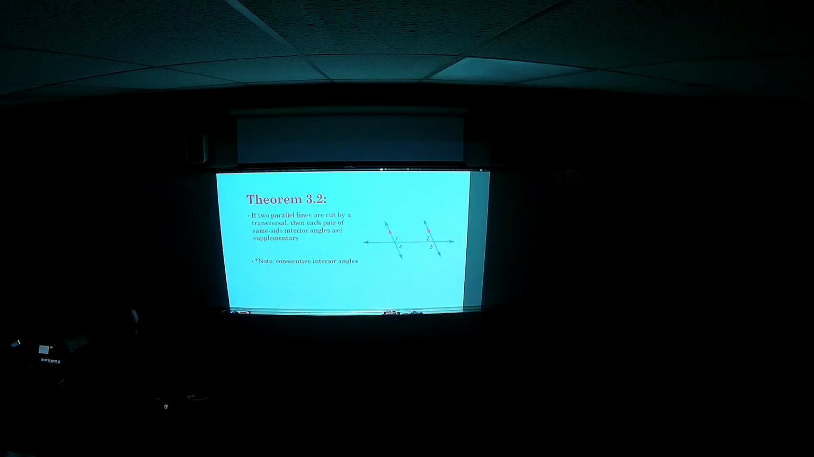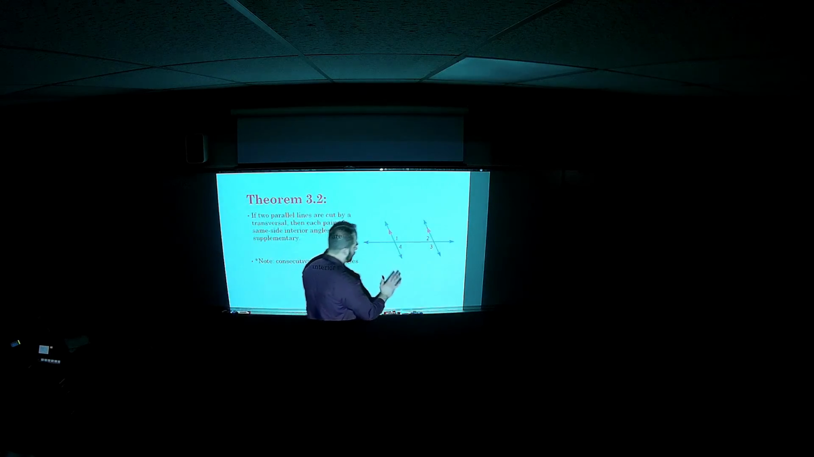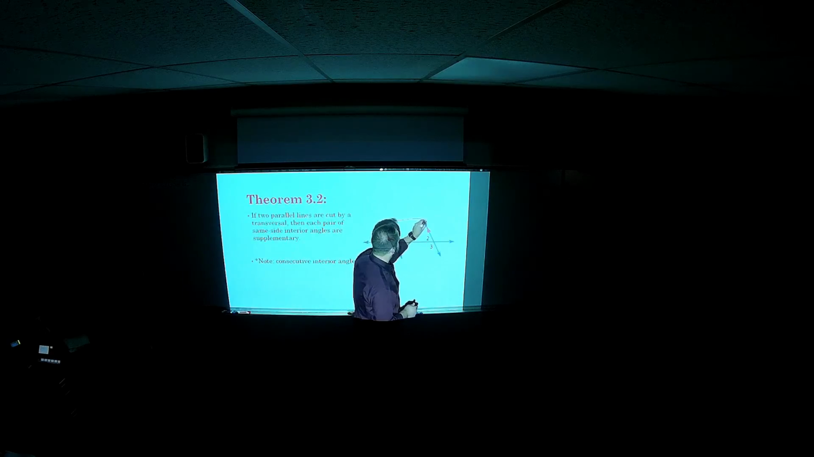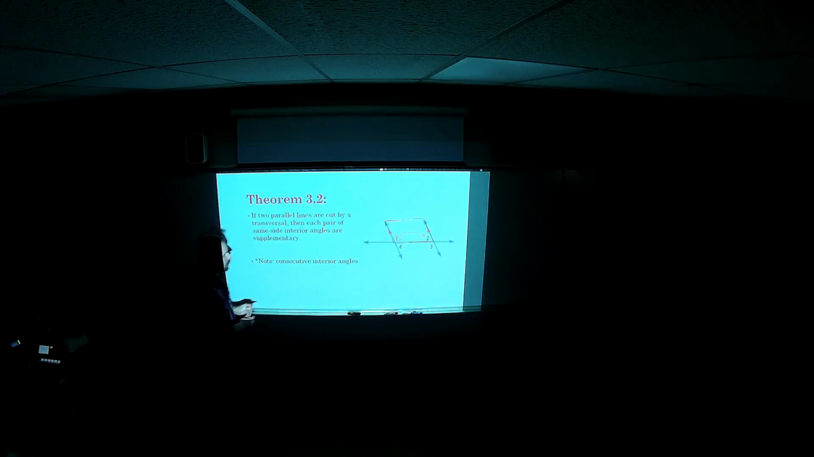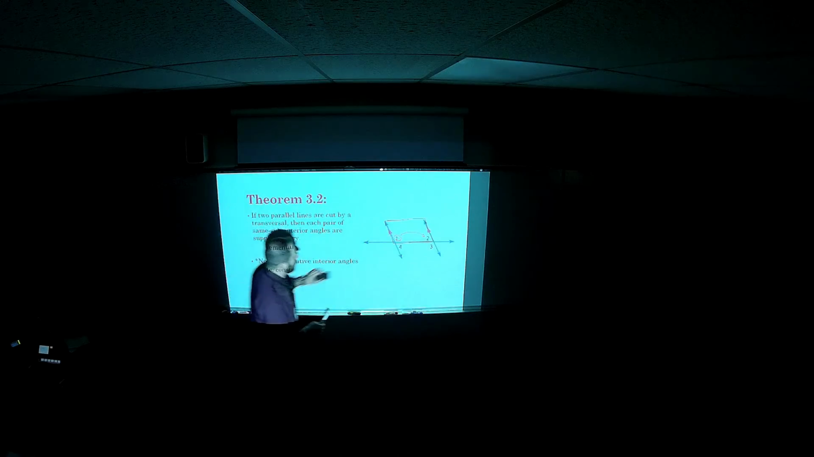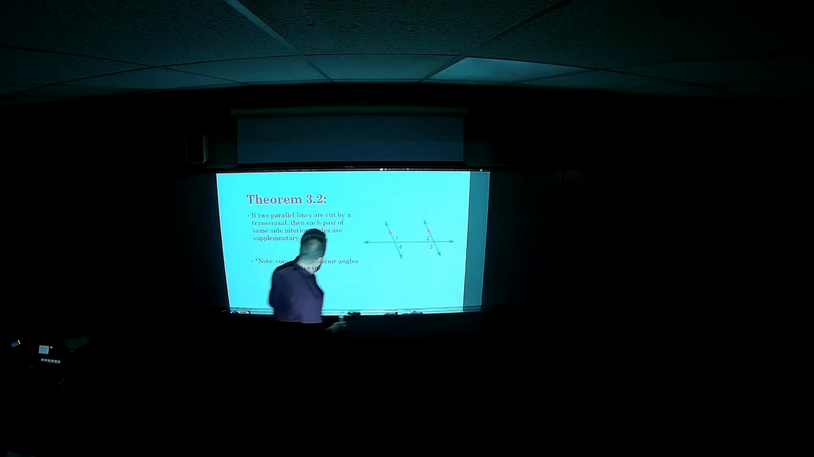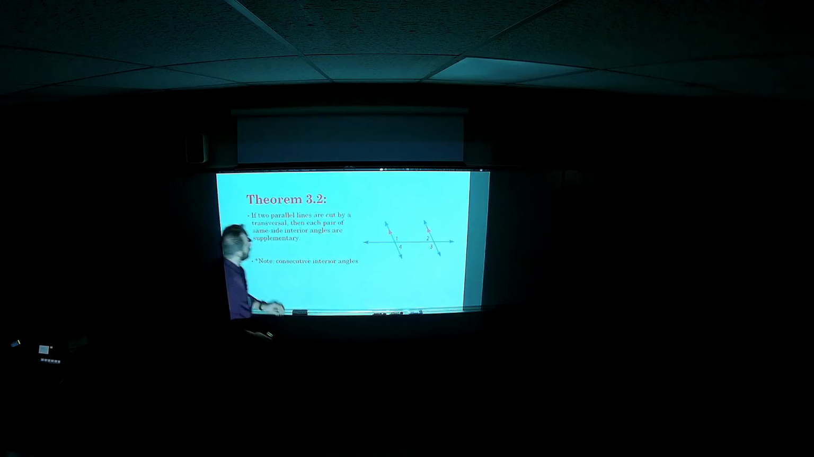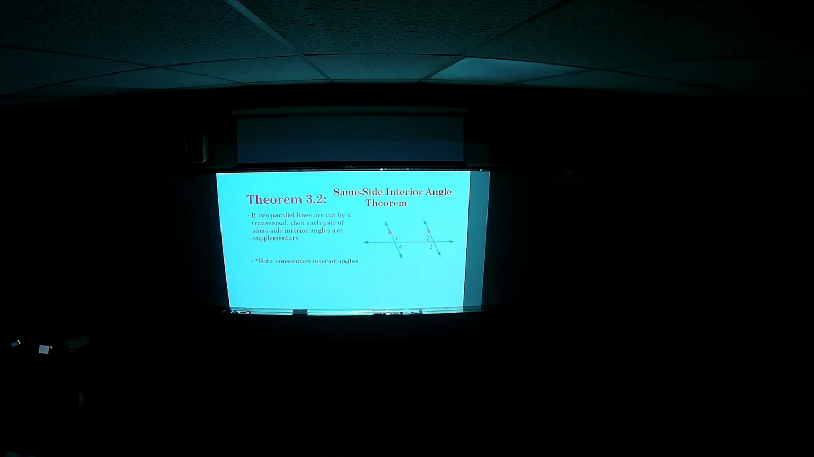They're supplementary. So usually what we have is when we use this property, it's when we have, like, boxes. And, you know, they gave me an angle here. Well, now I can find this angle because they have to add to 180. So that's where we're going to use it, like, later on. But again, they're supplementary. They add to make 180. Okay. Questions on 3.2. Now, again, the book called it consecutive interior angles. I call it same side interior angle.